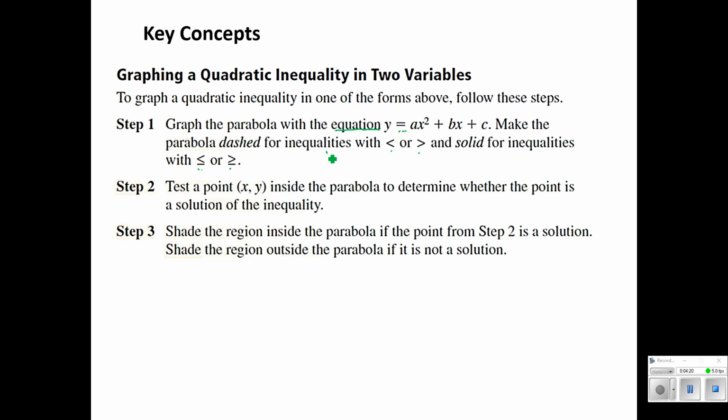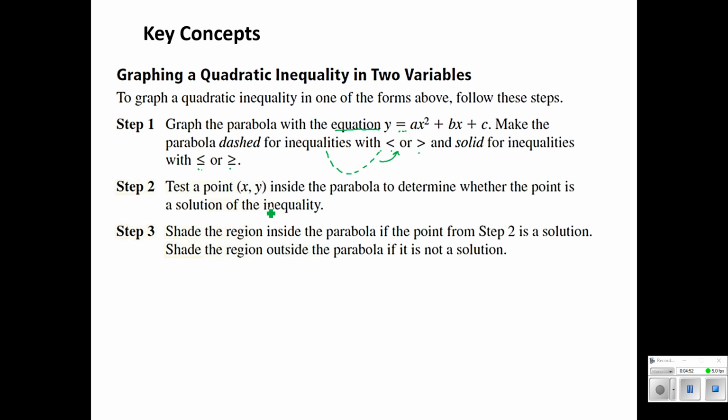Okay, and the reason being, if we have a dashed line, it means that's a border, but what's on that border is not included. So that's what ties in with those less than or greater than signs. After that, we're going to test a point, x y, inside the parabola to determine whether the point is a solution of the inequality. Okay, if that is a solution, then we will shade that portion of our coordinate plane. If it's not, we will shade the other portion.